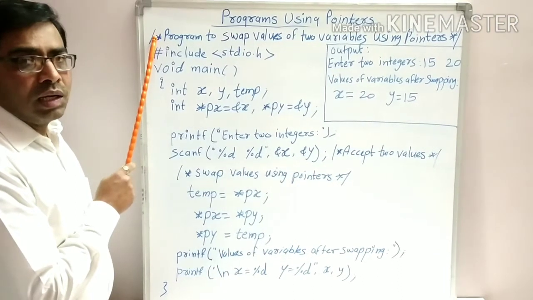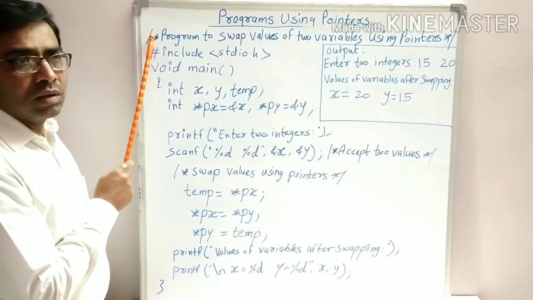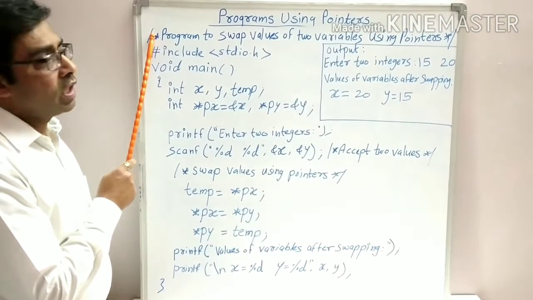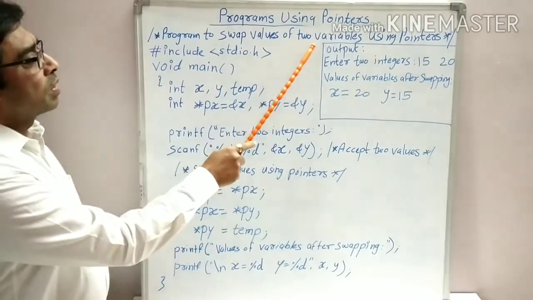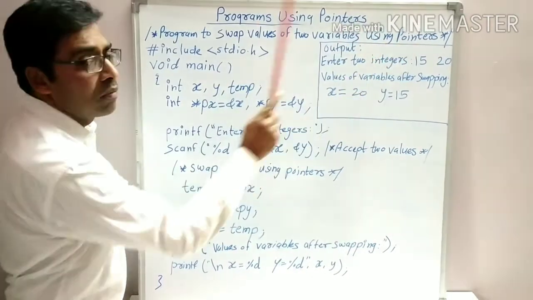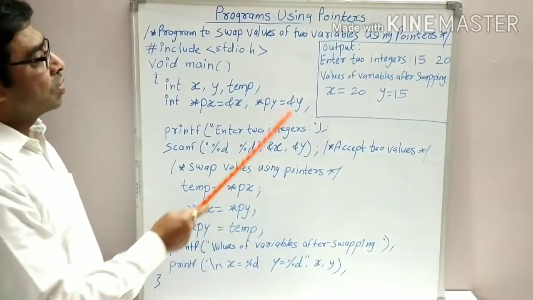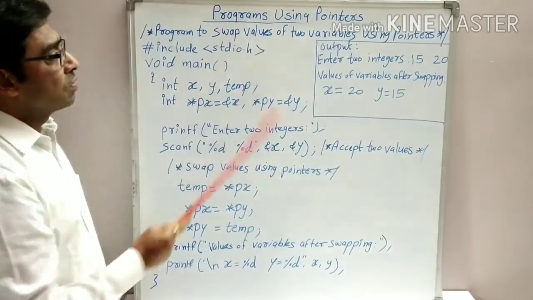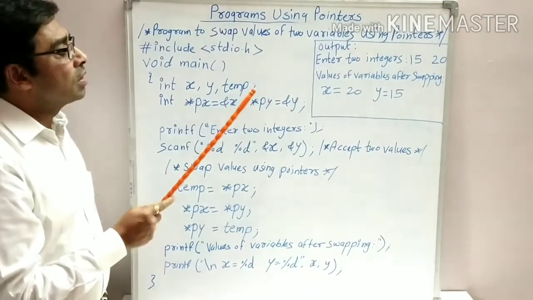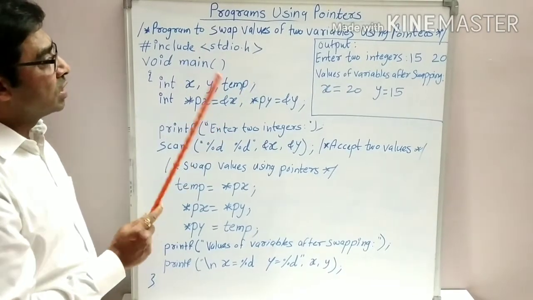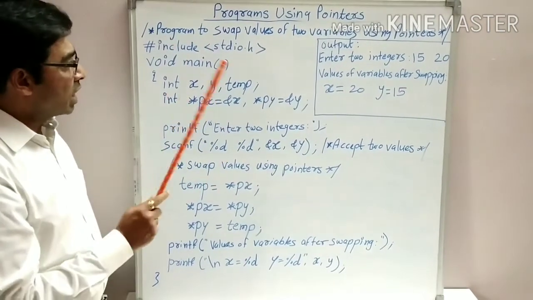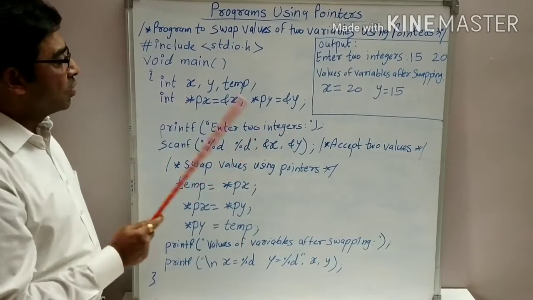Now let us have program number 2 using pointers, that is a program to swap values of two variables using pointers. Swapping of two variables we have already done using basic expressions or statements with a temporary variable. So here also the logic is the same, only pointers will be used.